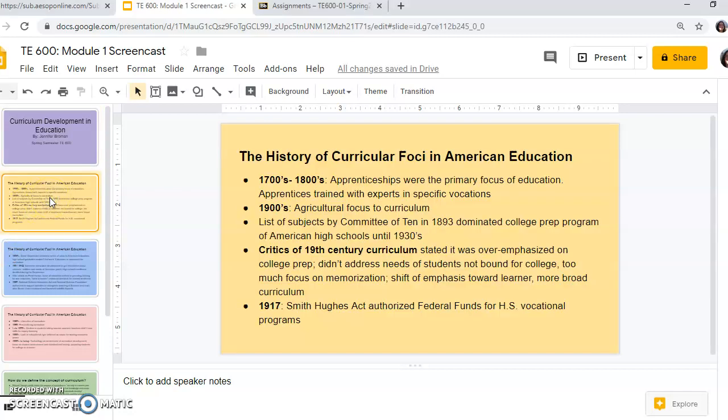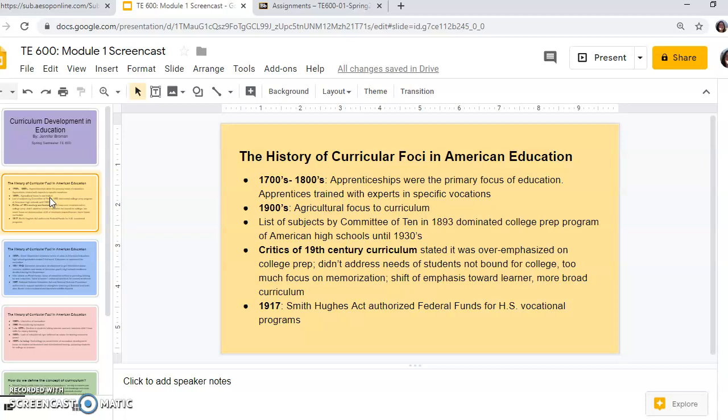Alright, so the first thing I'm going to discuss is the history of curriculum in American education. So during the 1700s to the 1800s, apprenticeships were the primary focus of education. Those are the people that trained with experts in specific vocations, and that was the main way that people would learn, through an apprenticeship.